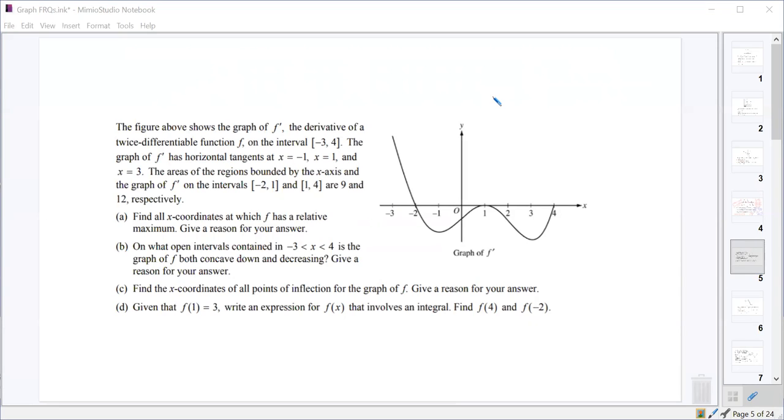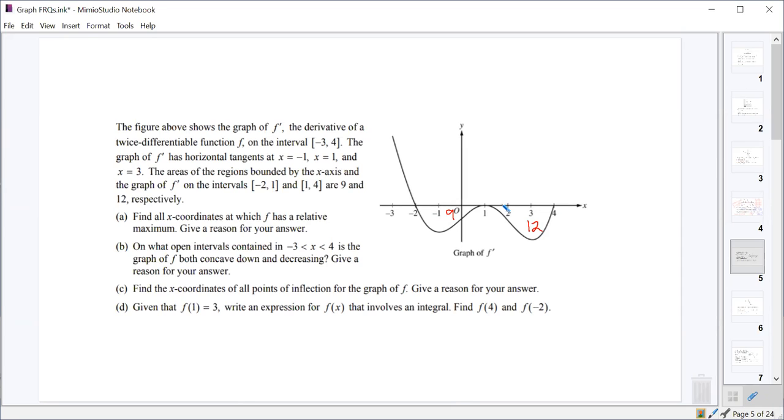So we've got a graph of f prime, which is the derivative of the twice differentiable function f. It gives us places where this has horizontal tangents, so -1, 1, and 3. And it gives us the areas of the regions bounded by the x-axis and f prime on those intervals. So from -2 to 1, this is 9, and from 1 to 4, that's not 9, that's 12. So this section is 9, this section is 12.